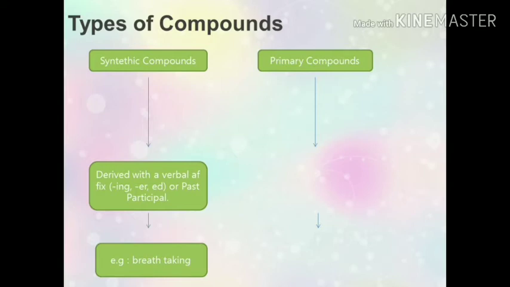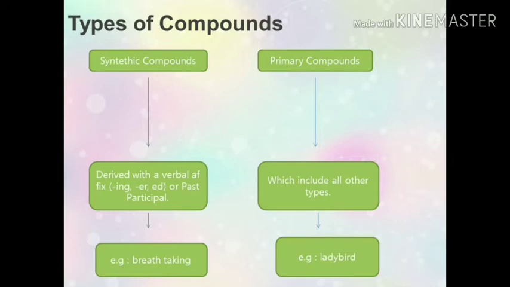And then primary compounds, which include all other types. The first thing to notice is that compounds made of two nouns, two adjectives, or a noun and an adjective are extremely common, easily created, and freely interpreted. Compounds containing prepositions and verbs, however, are far less productive. For example, ladybird. Lady here is an adjective and bird is a noun.